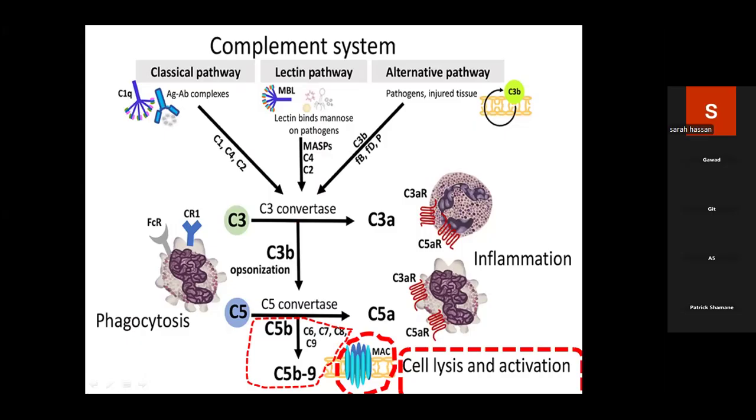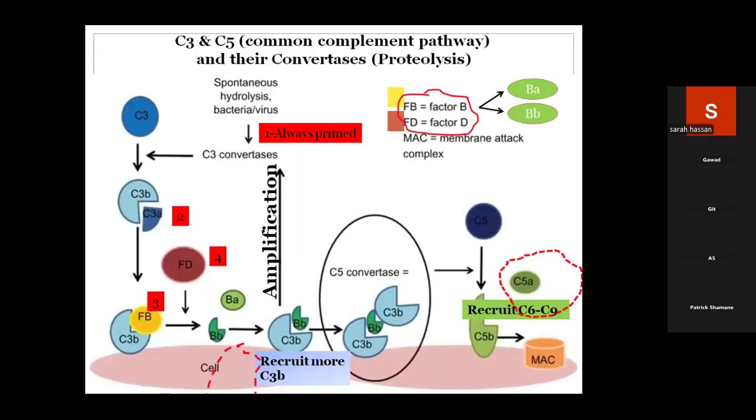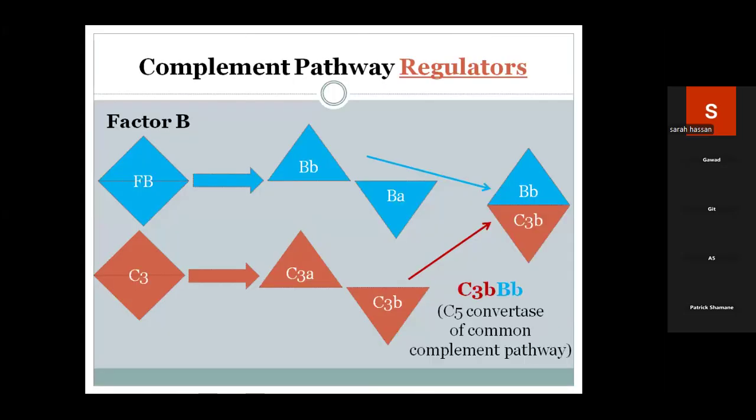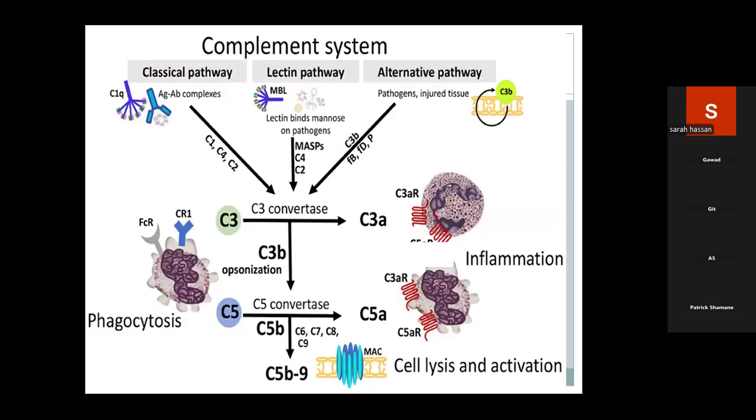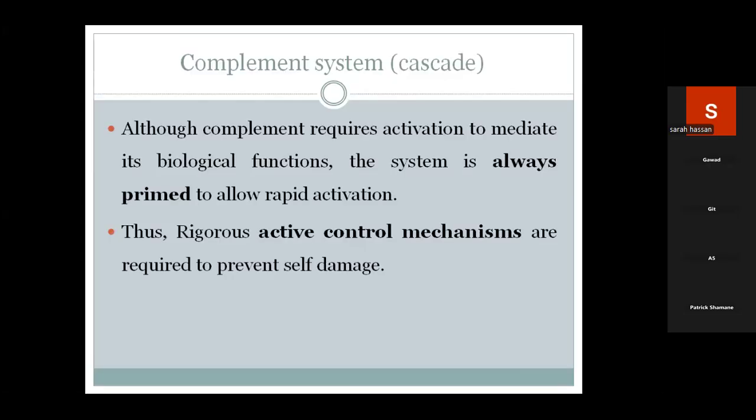Now, the third and last function of the complement system is the anaphylatoxins, in which the fragments C3a and C5a are responsible for mediating local inflammation and promoting chemotaxis. So C3a and C5a are important factors to keep in mind for the next slides.